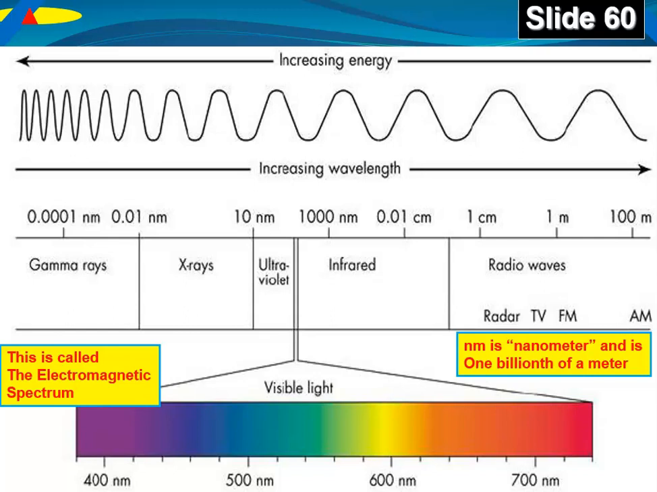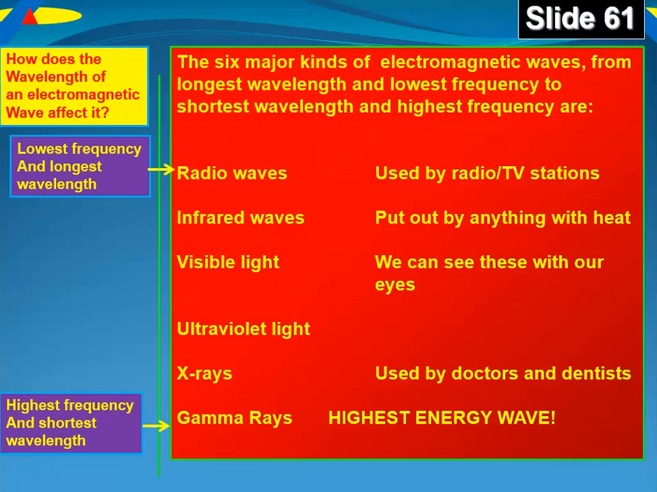Ranges. A loose range. It could be a little bit bigger than 740 and a little bit lower than 400, but it's approximately that. Okay, so that's the electromagnetic spectrum and the visible light spectrum down at the very bottom. So how does the wavelength of an electromagnetic wave affect it?